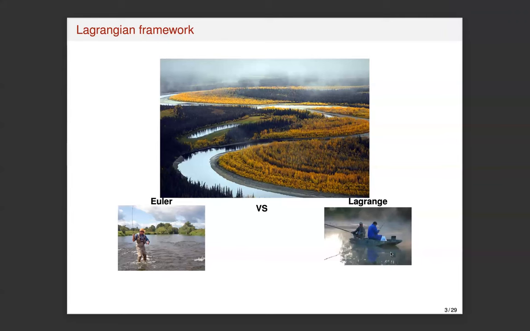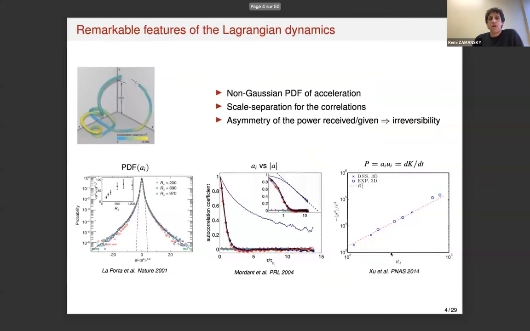Perfect. For the last 20 years or so, quite a few remarkable features of Lagrangian turbulence have been discovered. Just to name a few, we can have this short list, and probably we can start with the non-Gaussianity of the PDF of the acceleration.